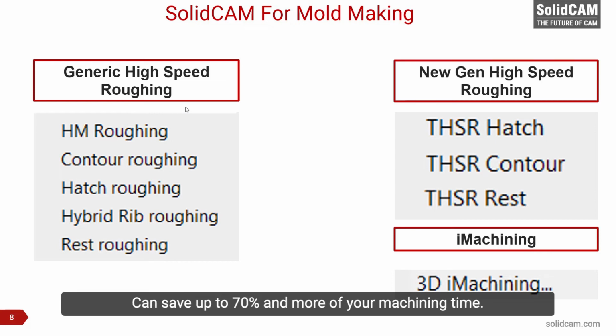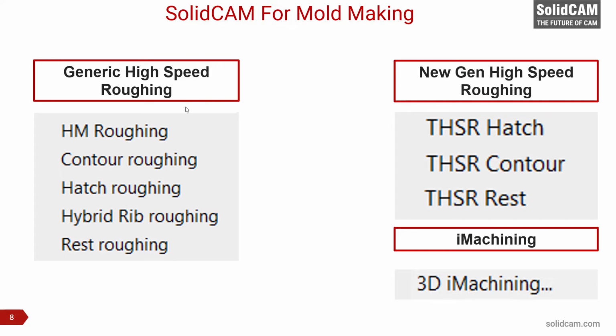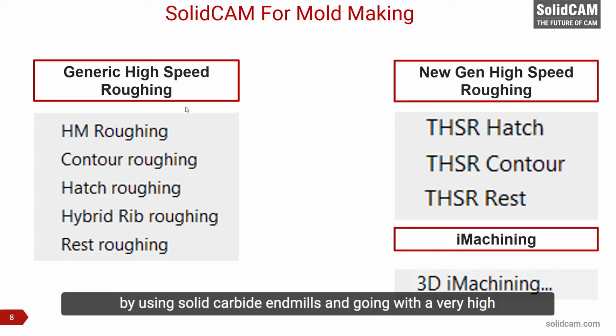times. It can save up to 70% and more of your machining time when you're machining the inserts on the CNC machine by using solid carbide end mills and going with a very high depth of cut and extremely high feed rates without compromising the quality of the cutting. You can achieve at least 70% reduction in your cycle time.